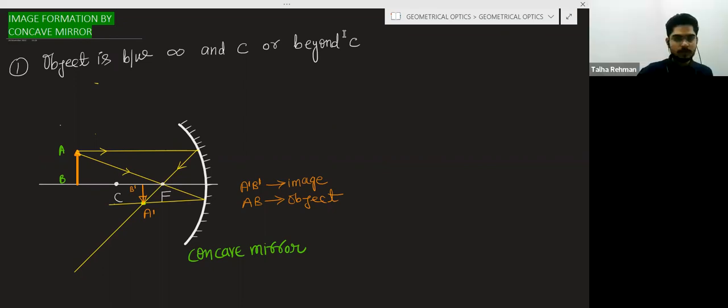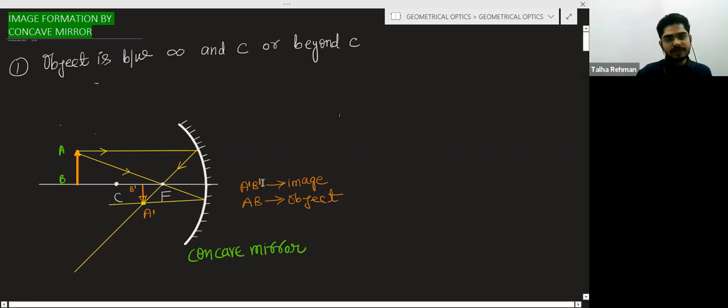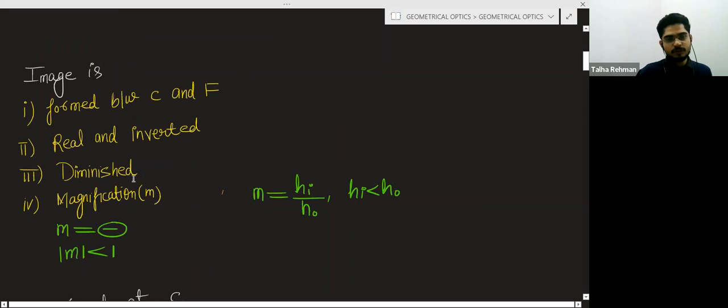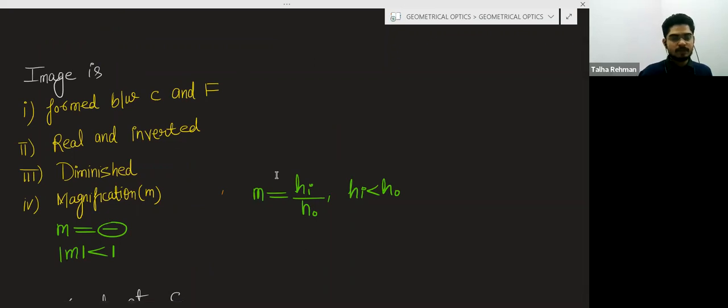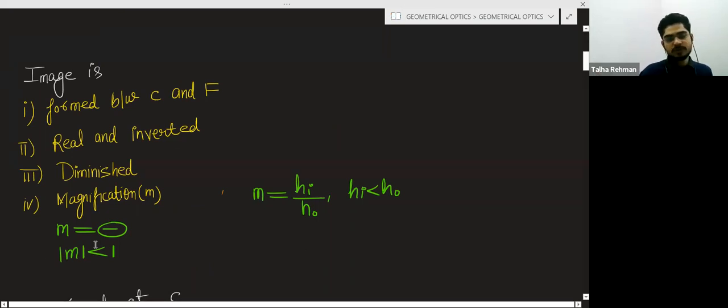Done. Okay, so these are the characteristics of the image, right? Note this also. And this mod of m, the magnitude of the magnification. Okay, remaining cases we will discuss from next class.